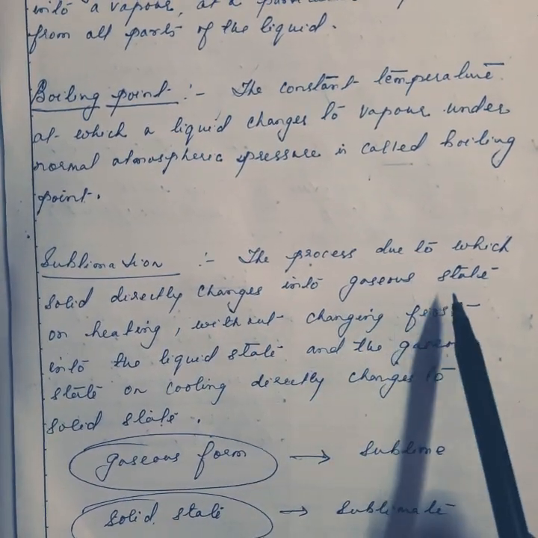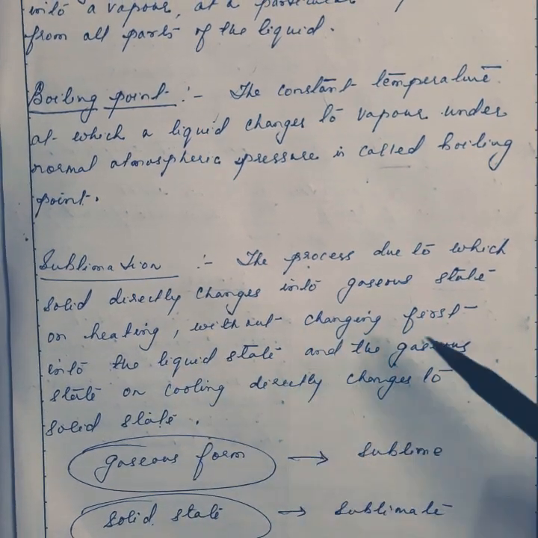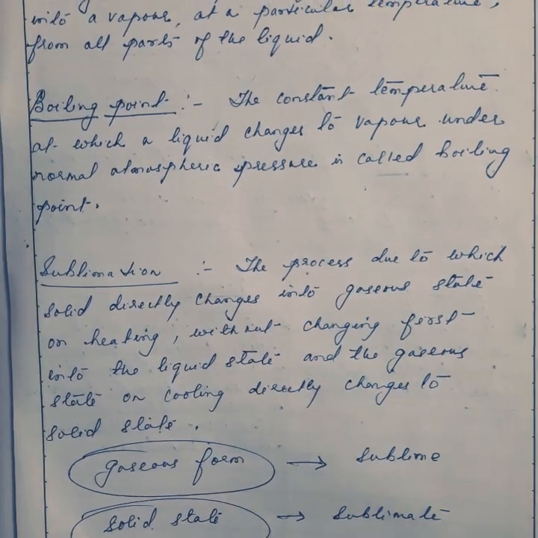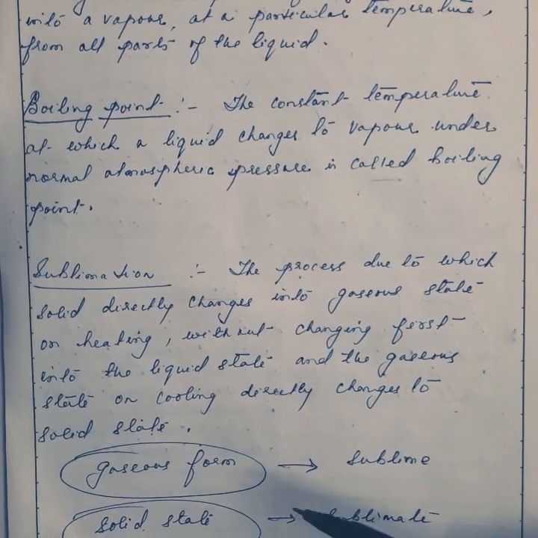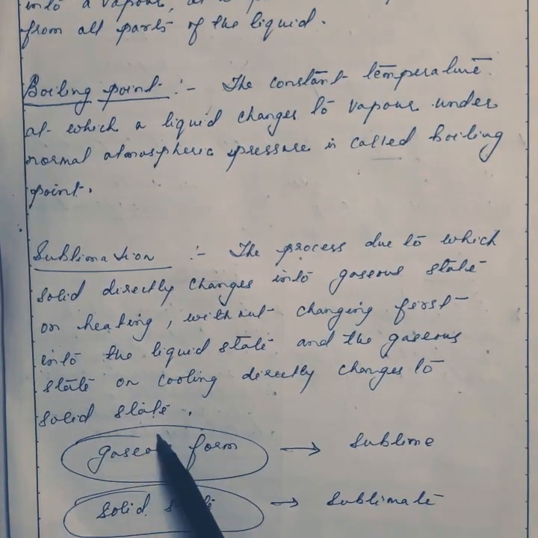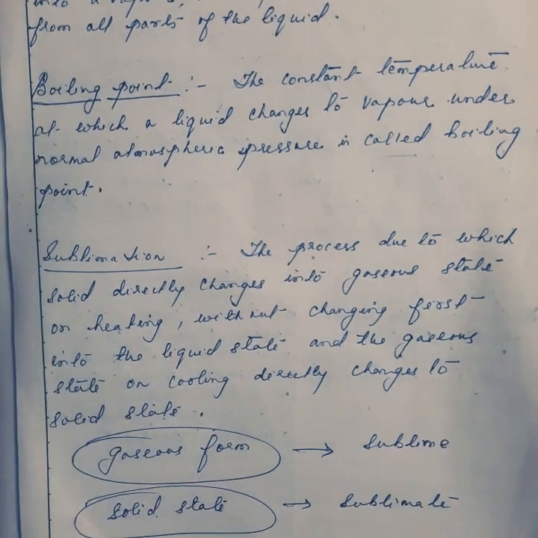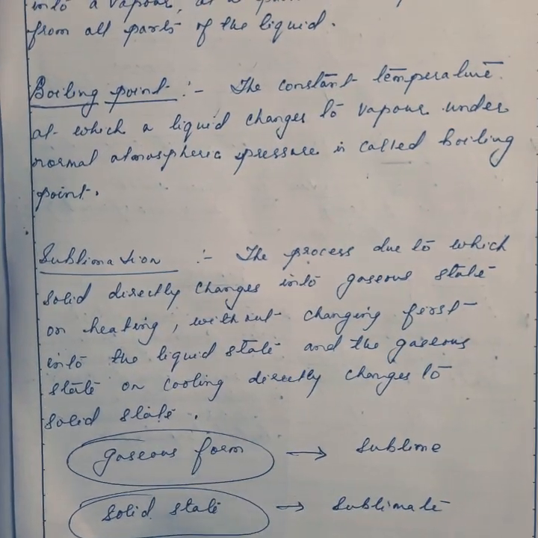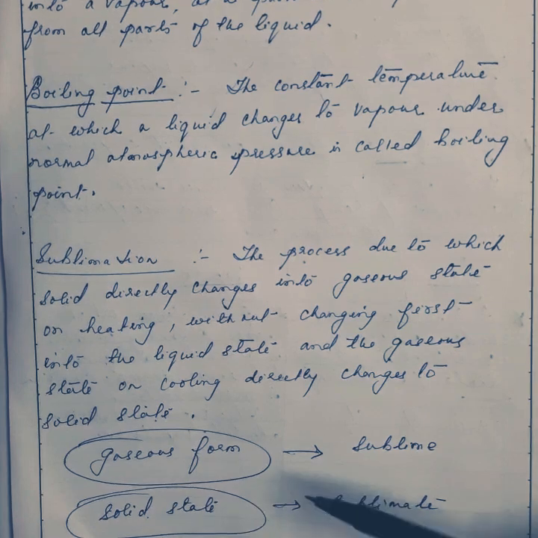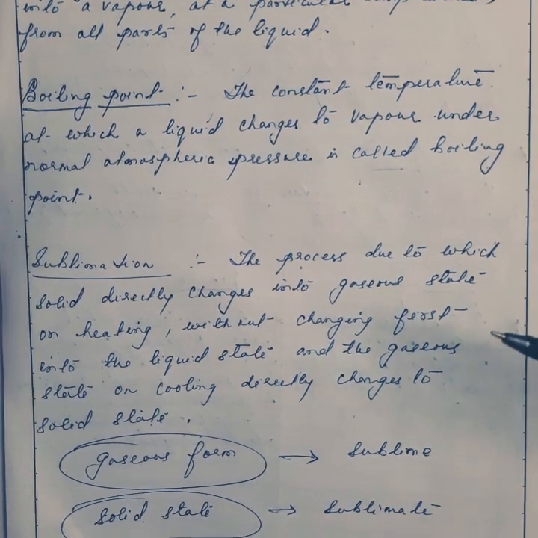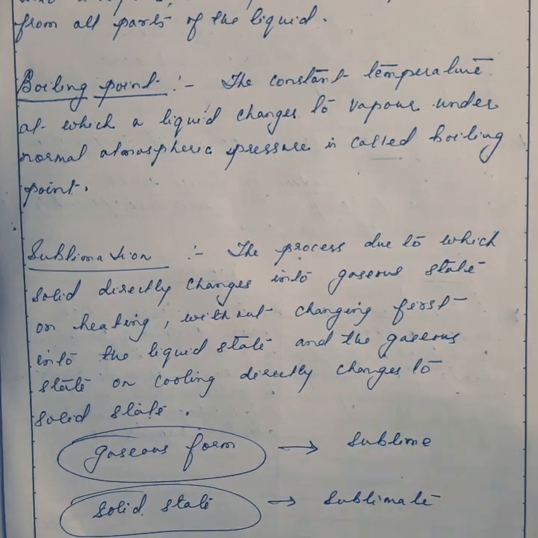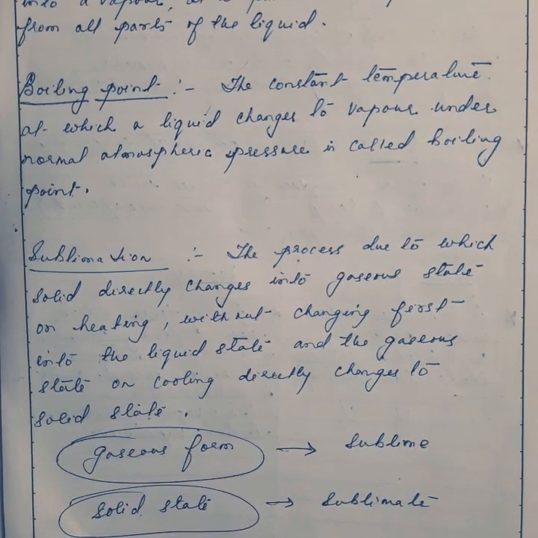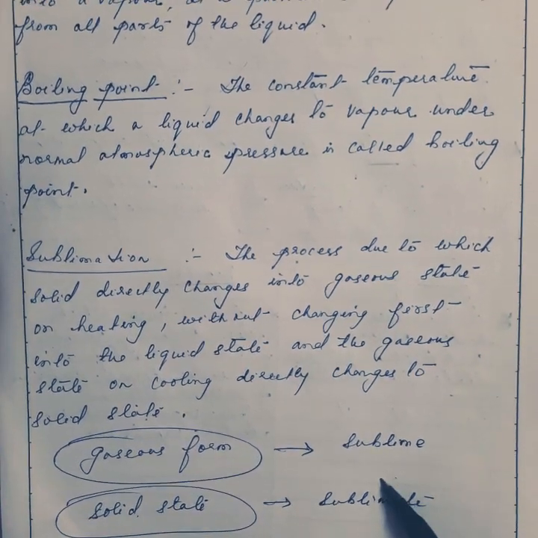The process due to which a solid directly changes into gaseous state on heating without changing into liquid state, and again the gaseous state on cooling directly changes to solid state, is called sublimation. So, during sublimation, when the solid directly changes to gaseous form, we call it sublime, and again upon cooling it changes to solid state, we call it sublimate.